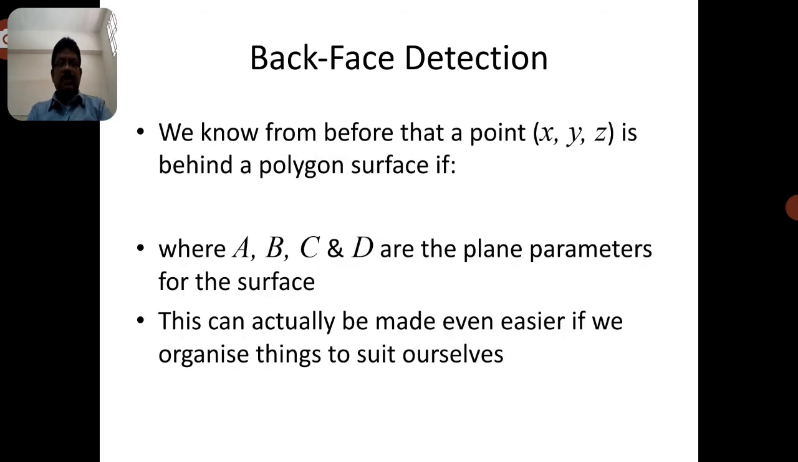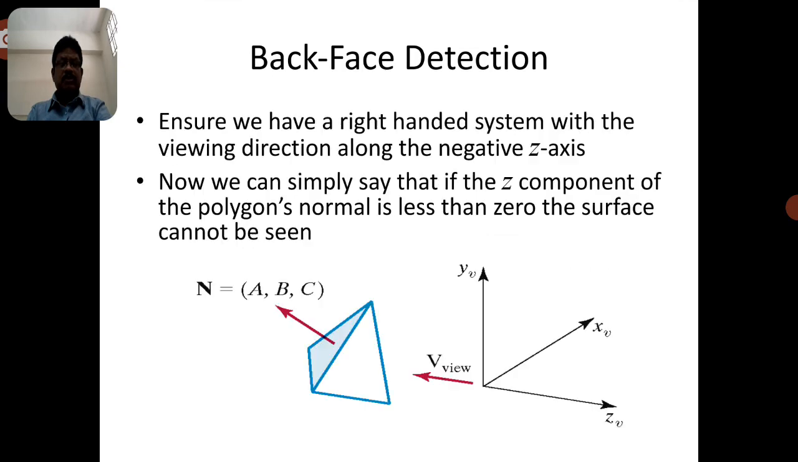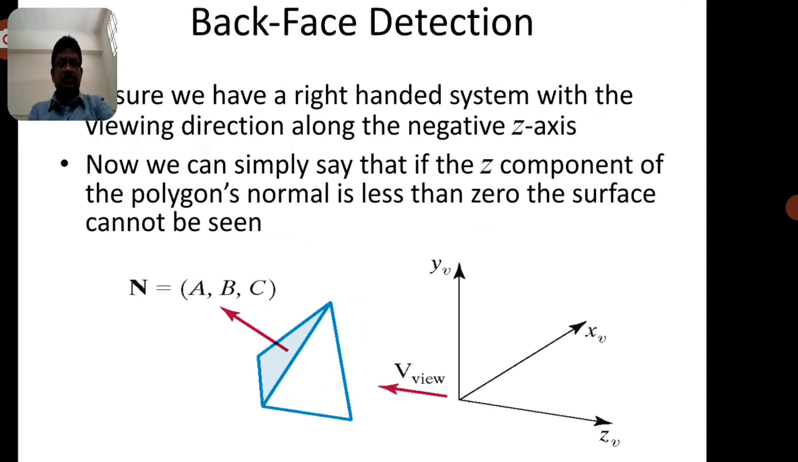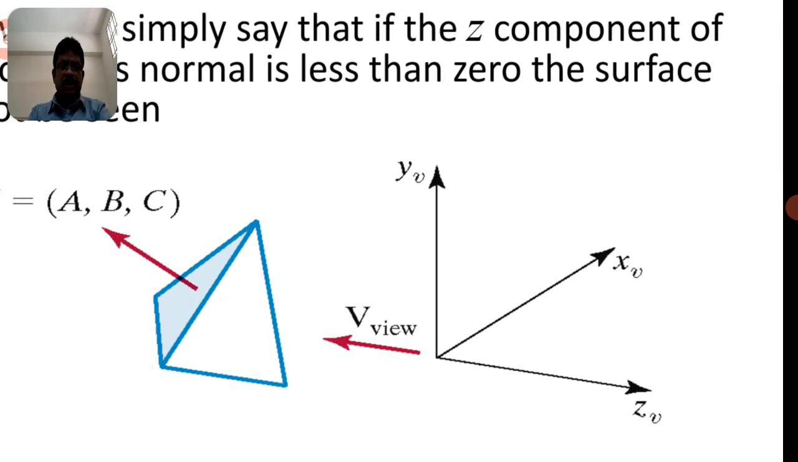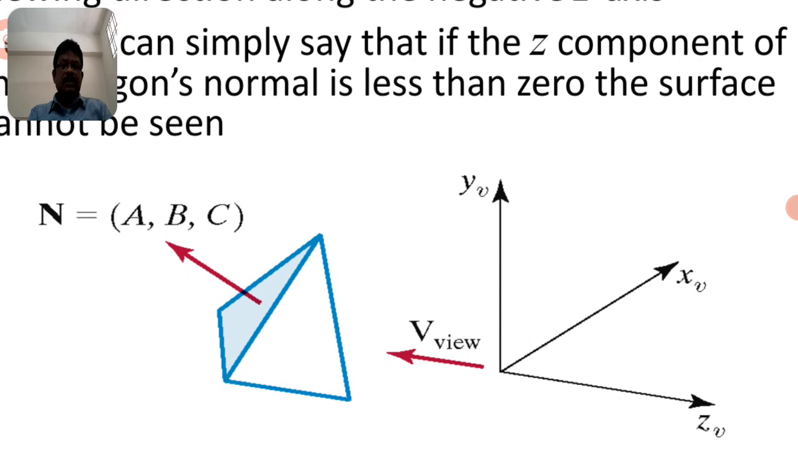Coming to back face detection, before we apply this algorithm we have to consider the coordinates x, y, z of the polygon that we want to observe. A, B, C, D are the plane parameters of the surface. Then we can observe this particular angle of the diagram. For back face detection we consider the narrow projection. There are two cases: if the surface value is positive, then it is a back face, and if it is a negative value, then we go to the front end view.